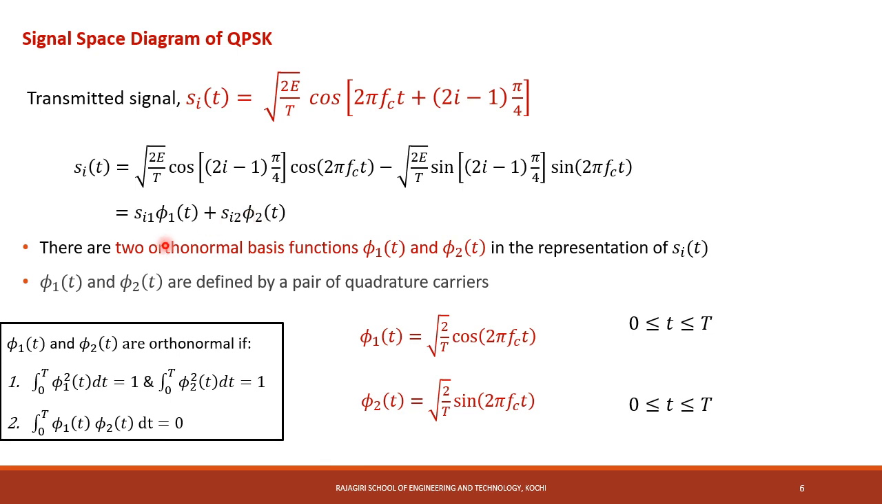So if phi1 of t is defined as root 2 by T cos 2 pi fc t, then from this you can see that Si1 can be defined as root E cos of (2i minus 1) times pi by 4. That is the remaining term. Similarly, if phi2 of t is defined as root 2 by T sin 2 pi fc t, then you can define Si2 as minus root E sin of (2i minus 1) times pi by 4.